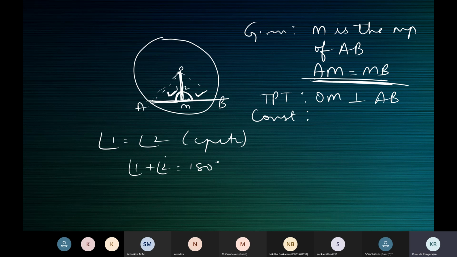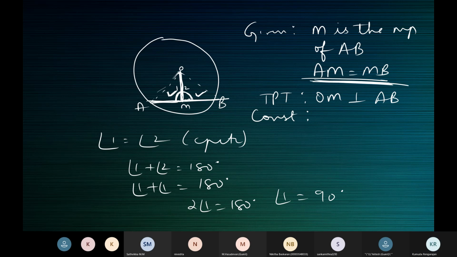Since angle 1 and angle 2 are equal, 1 plus 1 is equal to 180. Twice of angle 1 is equal to 180. Angle 1 is equal to 90 degrees, which means OM is perpendicular to AB. You can also get angle 2 is equal to 90 degrees. You only have to show either 1 or 2 is 90. So when 1 or 2 is 90 degrees, that means OM is perpendicular to AB.